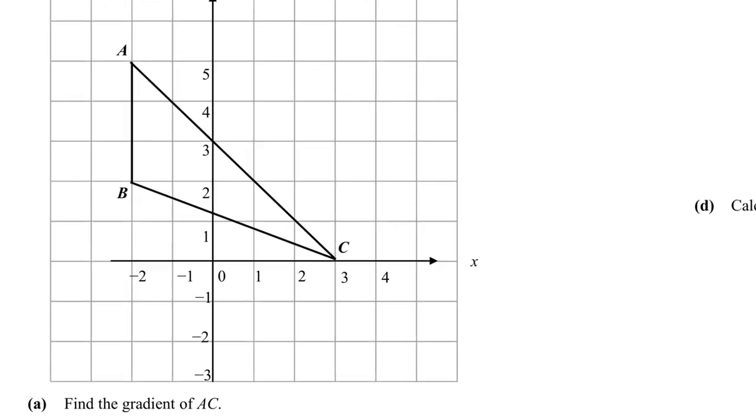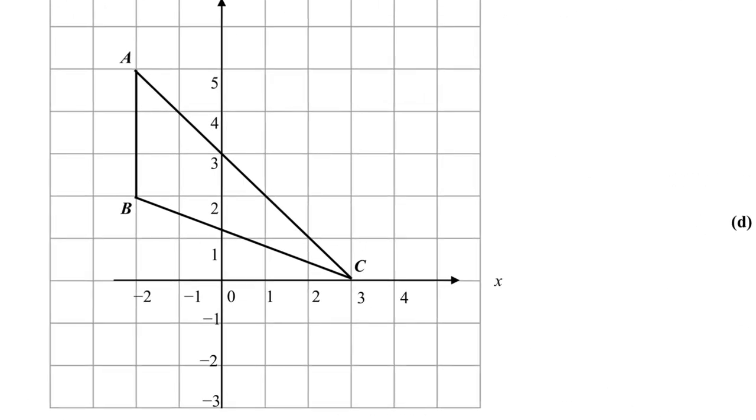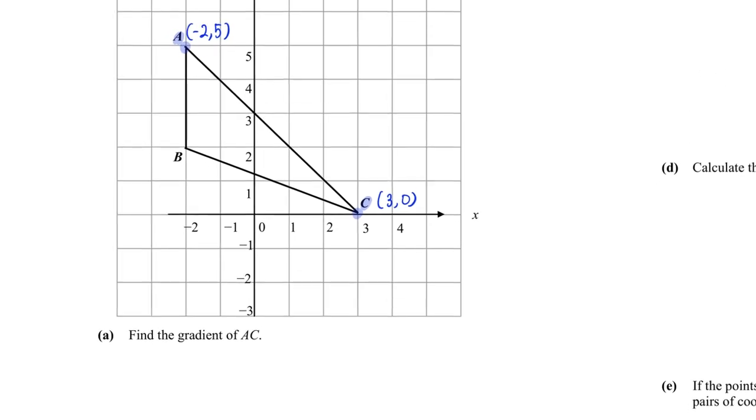Hello everyone, welcome to this problem where we are given a diagram where points A, B and C are plotted. Find the gradient of AC. If I zoom in to this particular question, then point A is pretty straightforward. I get the coordinates (-2, 5). Point C will be (3, 0). Using these 2 coordinates, I will then be able to get my gradient.